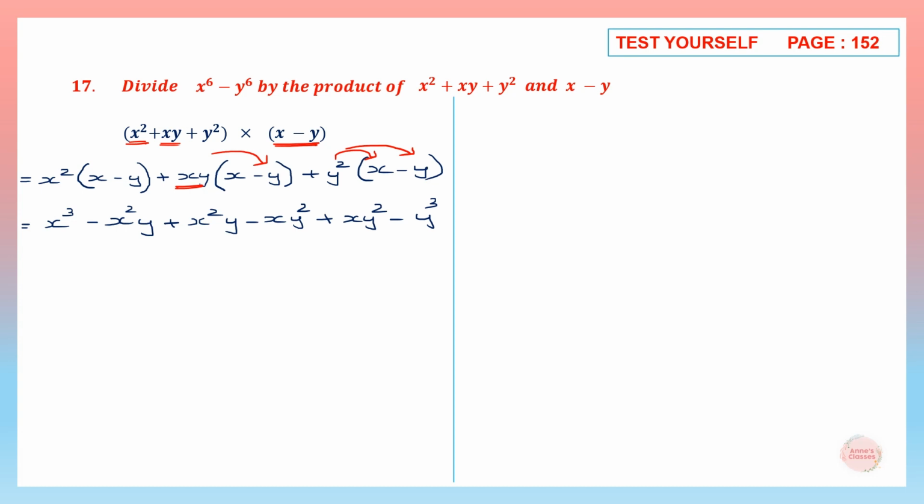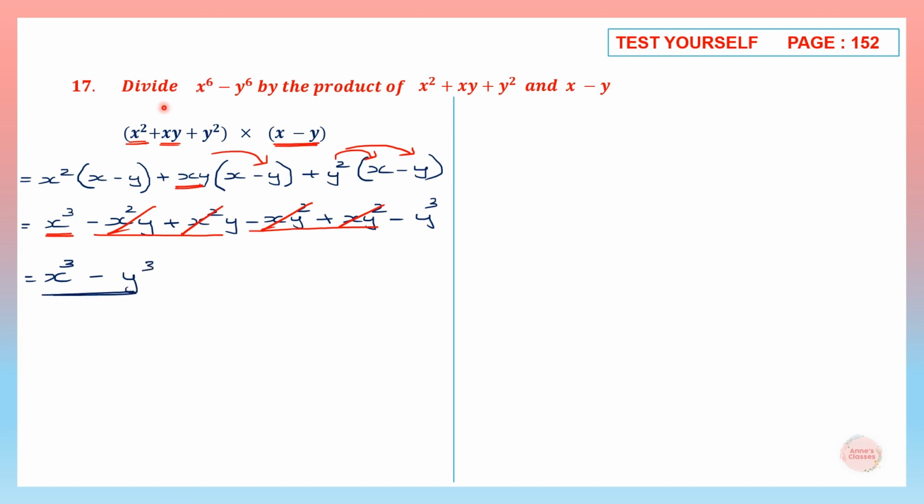Now look for the like terms. Here x cube, only one x cube. So let's write it down as it is, x cube. Now here we have x square y. Here also we have x square y. So these two are like terms. Now here we have minus xy square plus xy square. They are also like terms. So here, as you can see, minus 1 plus 1 is 0, so these get cancelled. Similarly here, minus 1 plus 1 get cancelled and that makes it 0. So what is left is x cube minus y cube. So first we found the product.